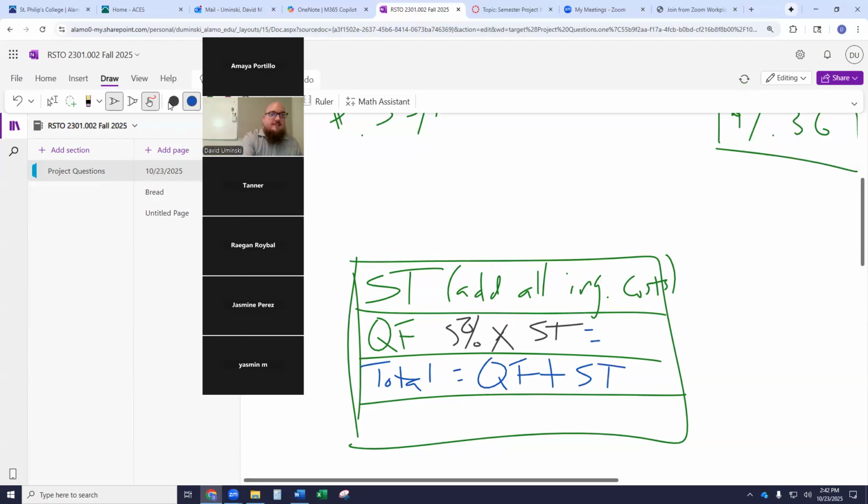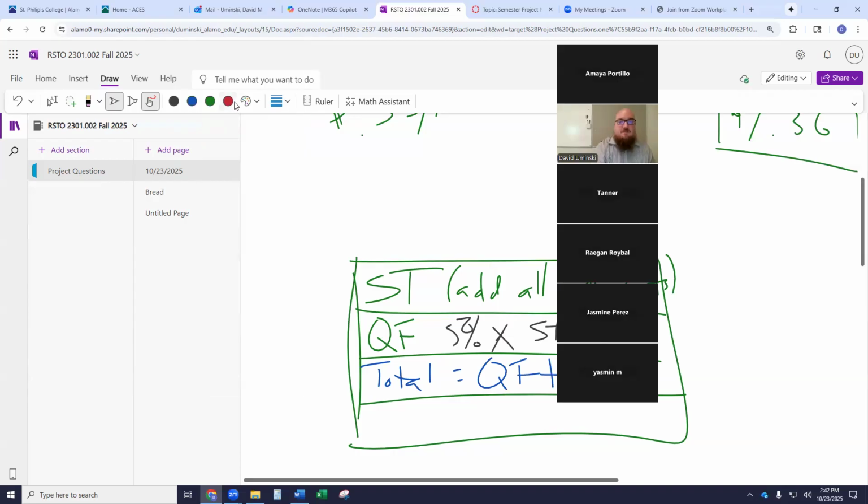And then finally, the portion cost is the total divided by the recipe yield. So in this case, because all of our recipes are 32 servings, your portion cost will always be your total divided by 32. But that's just for this project. Okay, so then one last question.